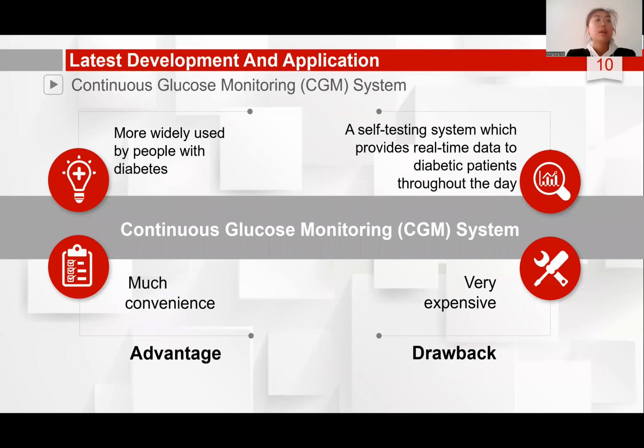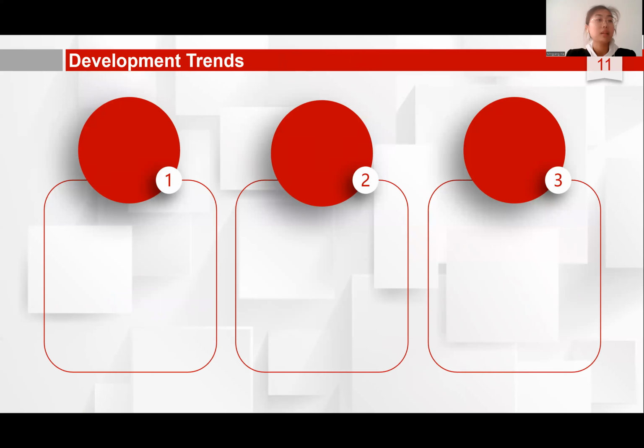The CGM system is a self-testing system which provides real-time data to diabetic patients throughout the day, and can provide much convenience to them. However, it is very expensive, and the issue limits access for many people with diabetes. So it has been one of the biggest drawbacks of this technology. Today, glucose biosensors have been developed considerably, but there are still many areas waiting for further development.